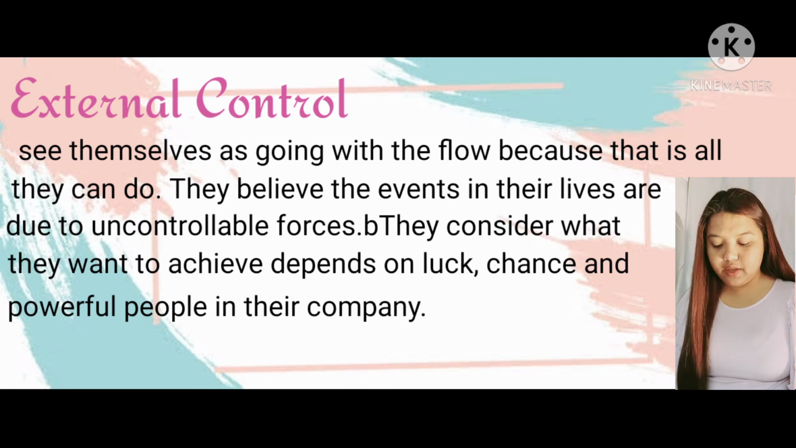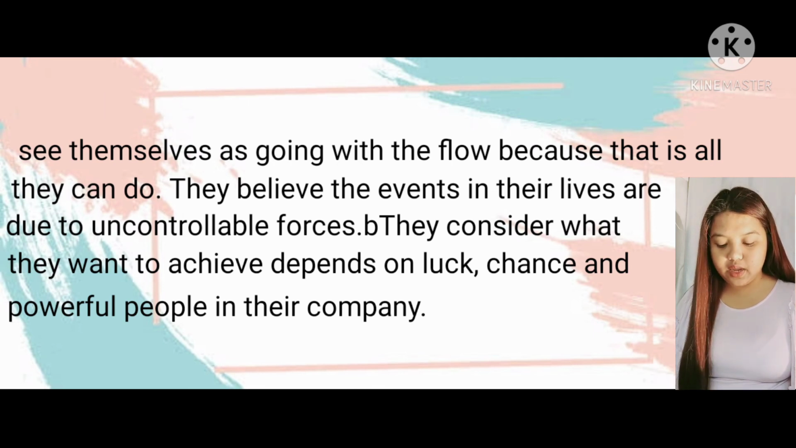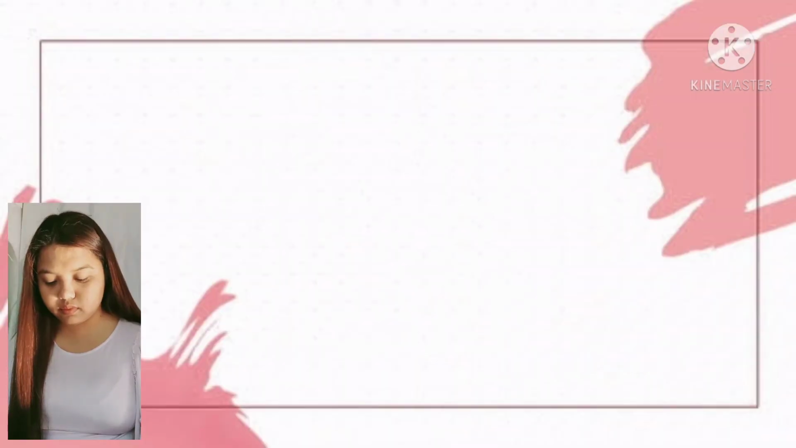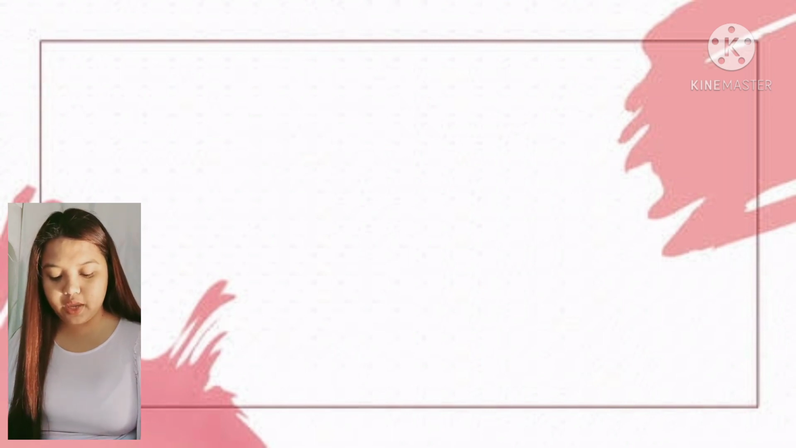Those who believe in external control see themselves as going with the flow because that is all they can do. They believe the events in their lives are due to uncontrollable forces. They consider what they want to achieve depends on luck, chance, and powerful people in their company. In addition, they believe the probability of being able to control their lives by their own actions and effort is low.